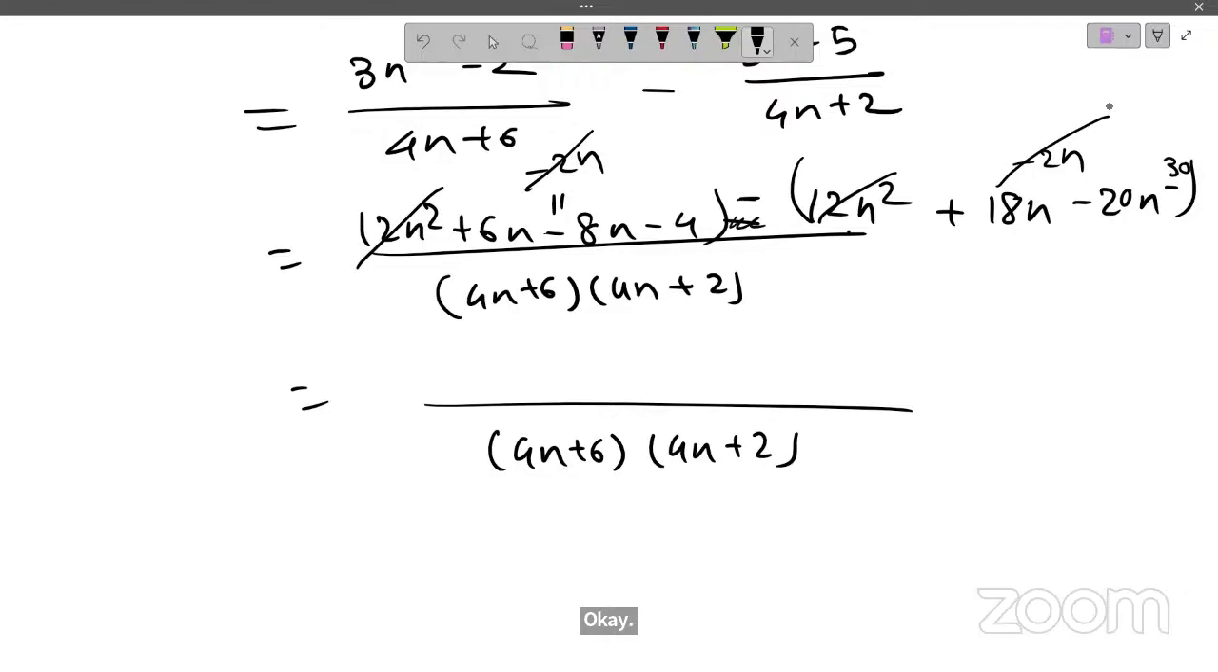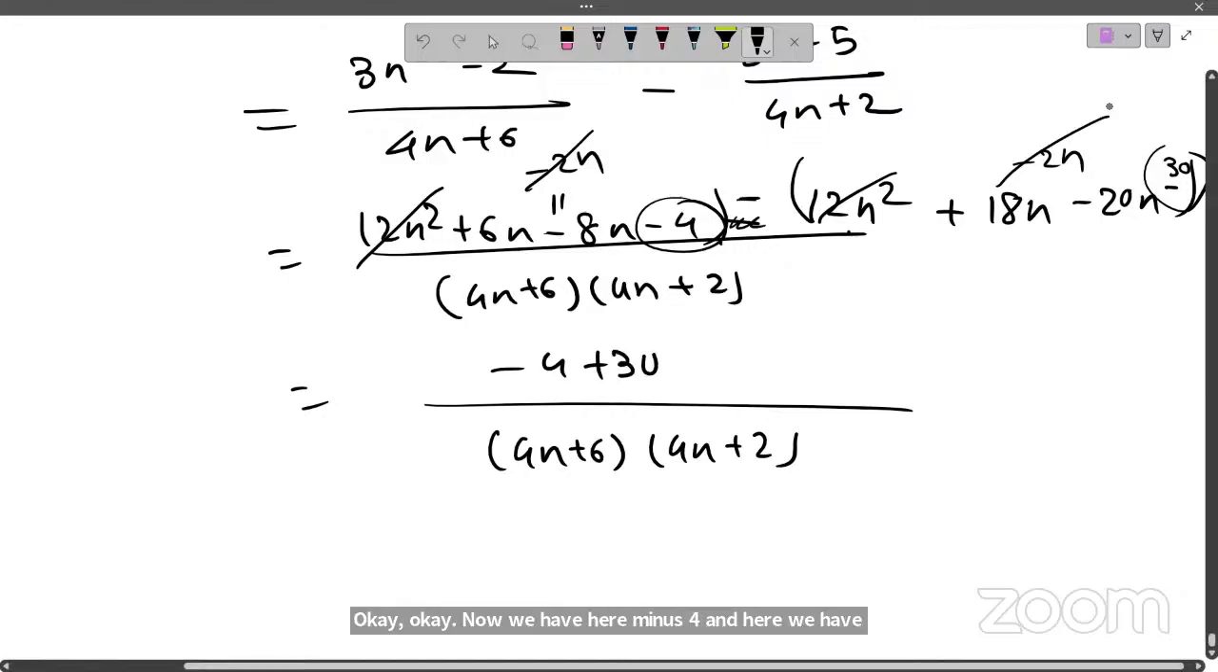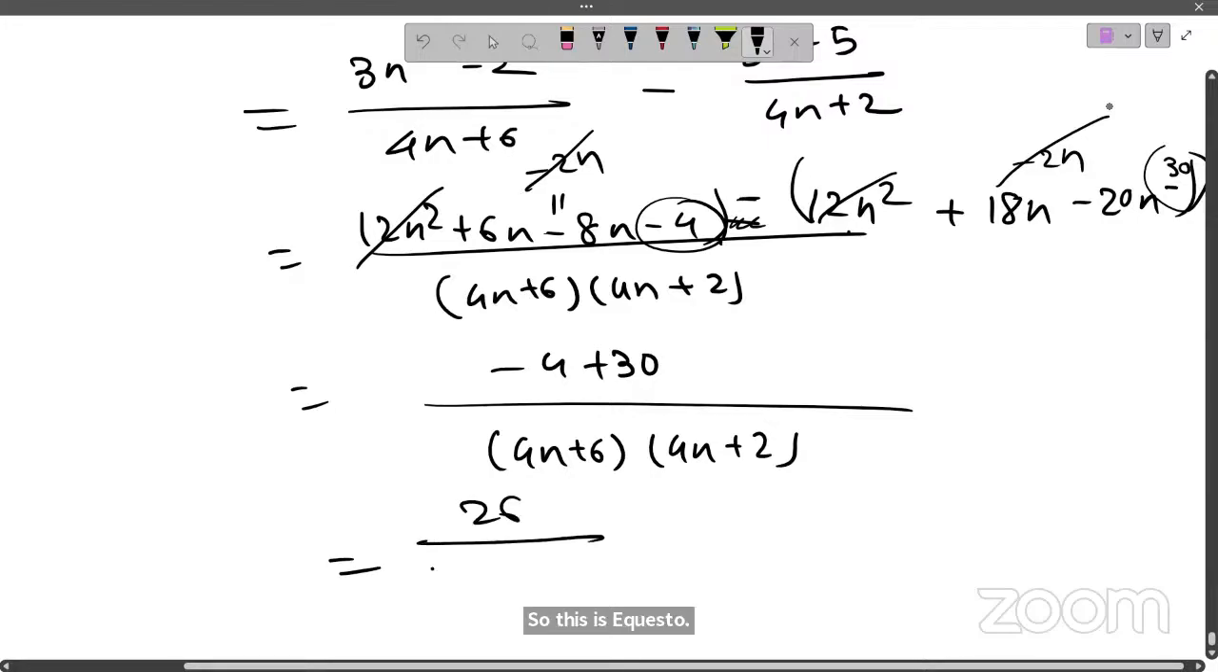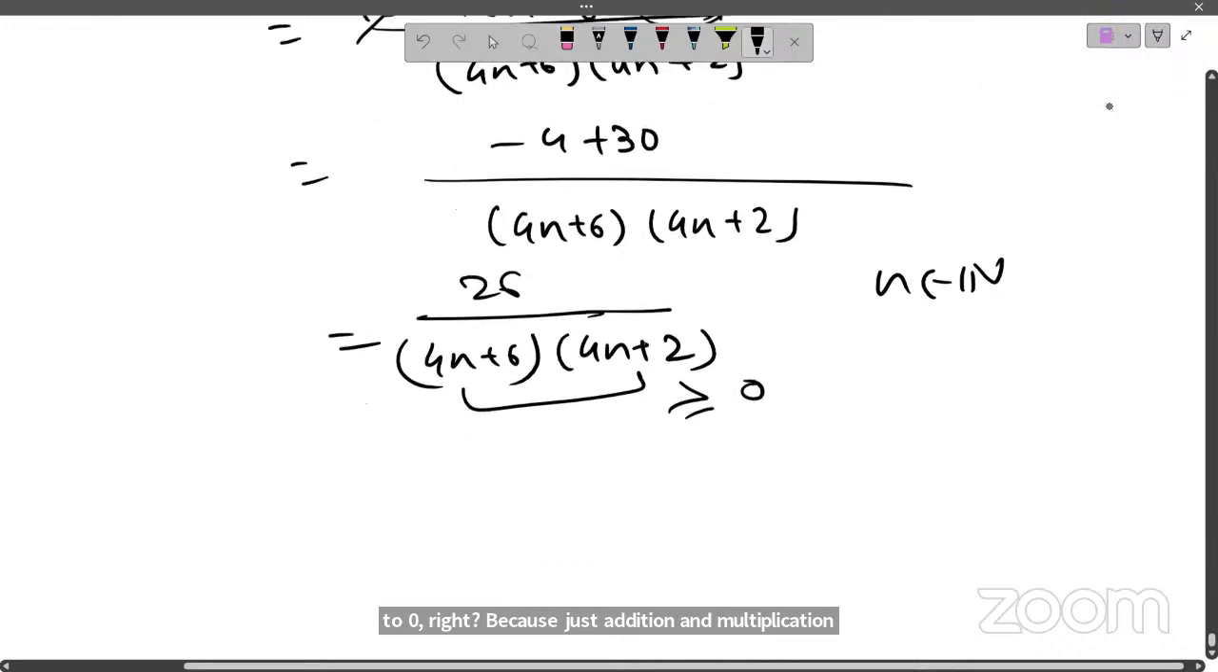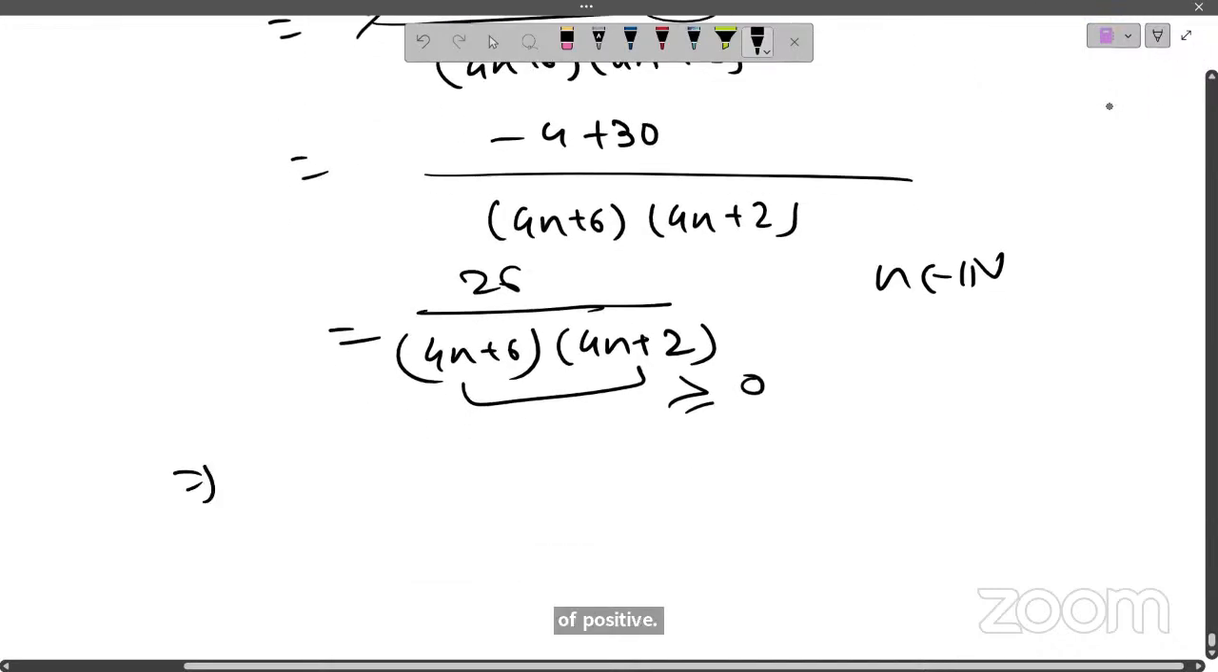Right. Okay. Now we have here minus 4 and here we have minus 30, right? So it becomes minus 4 plus 30, right? So this is equal to 26 upon 4n plus 6 and 4n plus 2. Now you observe here, whatever natural number you take, this quantity will always remain greater than or equal to 0, right? Because it's just addition and multiplication of positive numbers, right? Yes, ma'am. So at the end, we get a(n+1) minus a(n) is greater than or equal to 0.